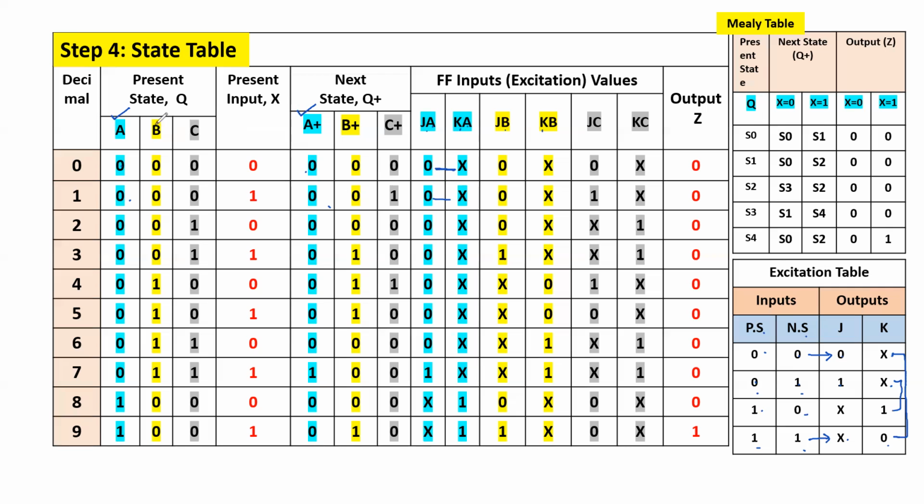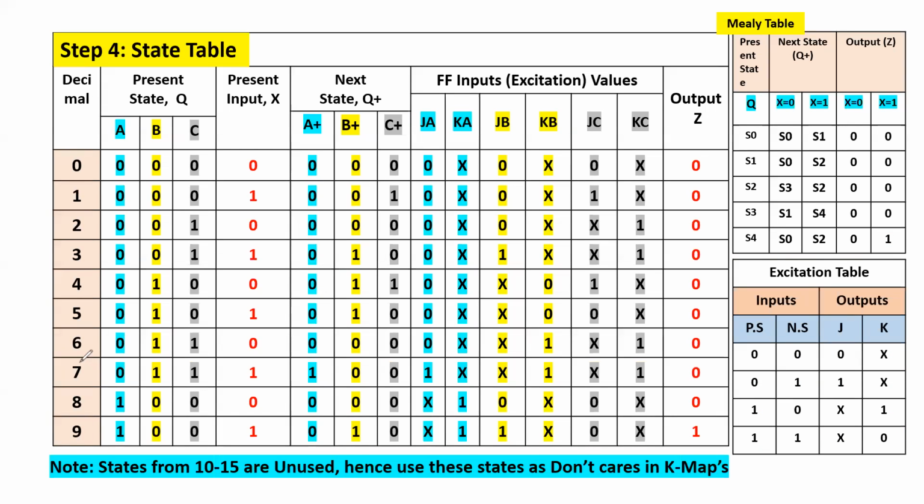Similarly, for JB, KB, we should focus on B and B plus. Similarly, C and C plus. In the same way, we should fill the output. The output is 1 for the last combination only, so you should place only 1 at this place, meaning all the bits should be 0. Okay, so this is the state table. Easily you can write it.